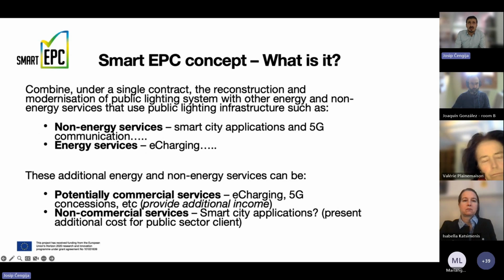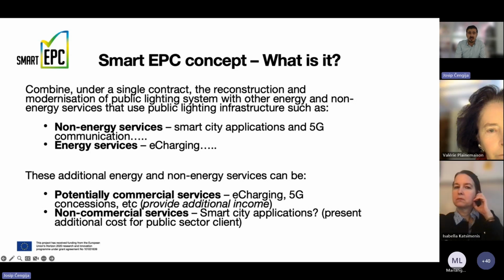So in essence, what Smart EPC is trying to do is combine under a single contract the reconstruction and modernization of public lighting systems with other energy and non-energy services that use public lighting infrastructure. These services can be non-energy services, such as smart city applications, 5G communications, etc., and energy services, like an e-charging service provided to citizens.